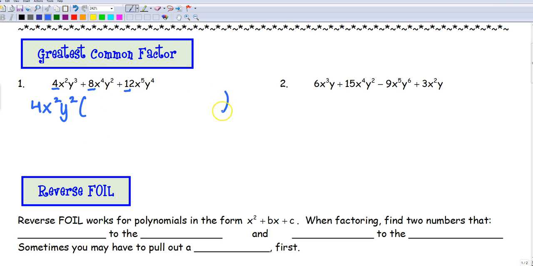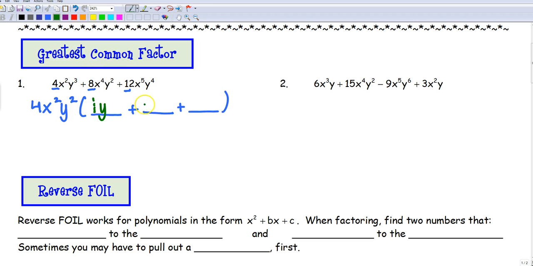Okay. So now what I like to do is remember that inside your parentheses, the number of terms in your parentheses match the number of terms in the total problem. So since there are 3 total terms, I'm going to put 3 blanks with some plus signs. And then basically you're doing reverse distributive property. You have 4 times what is 4? Well, just a 1. X squared times what is x squared? Well, you already took care of that. Y squared times y is y cubed.